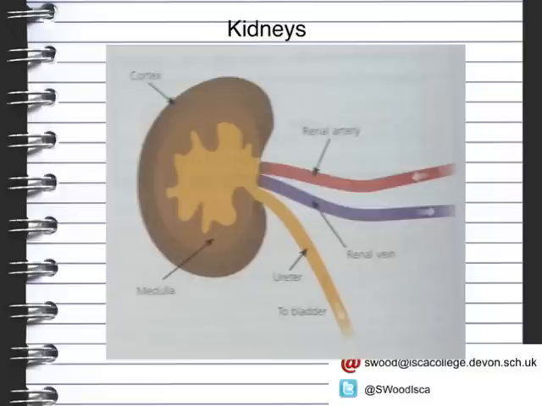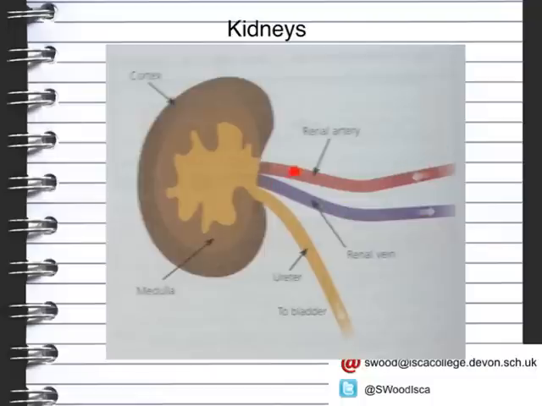So let's have a look at a rough diagram of what a kidney looks like. We can see here we've got the renal artery. Anything to do with renal means kidney. The renal artery comes in here with blood, and then we've got the renal vein, which takes the deoxygenated blood back to the heart.